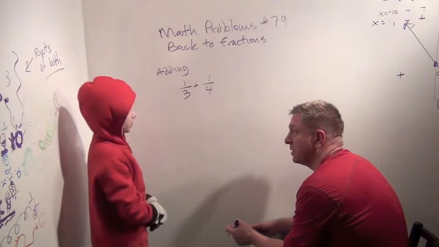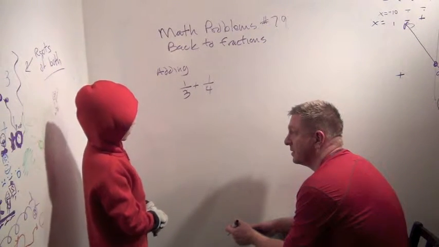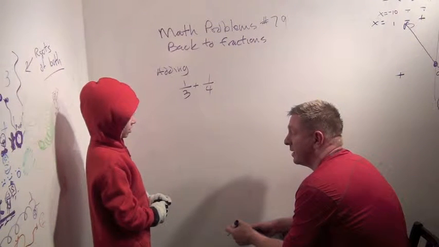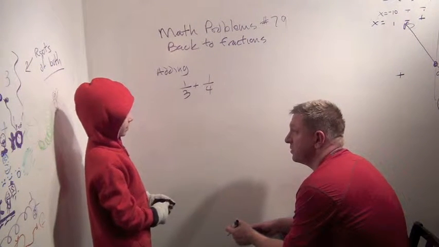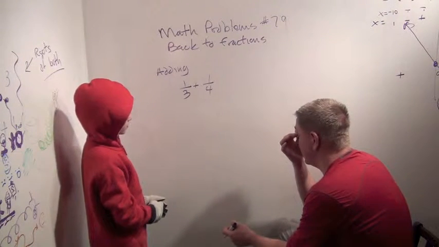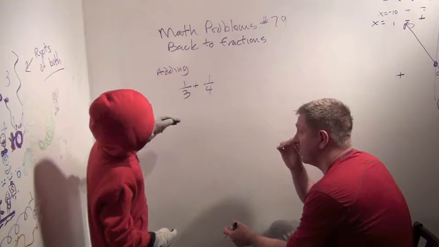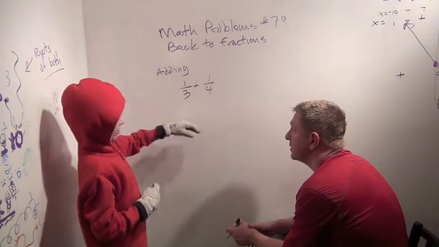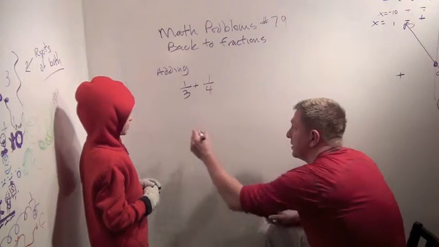I think there's some properties for adding fractions. There may have been some rules. I think that was for multiplying fractions. Do you remember what you need to do to add? I think we need to write a number line and see. Maybe we could see where these are. Okay, let's do that.